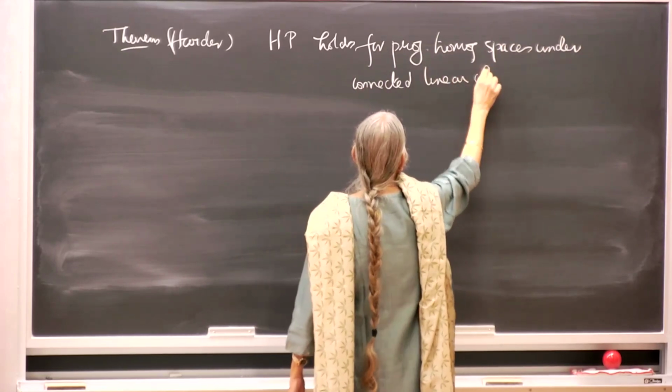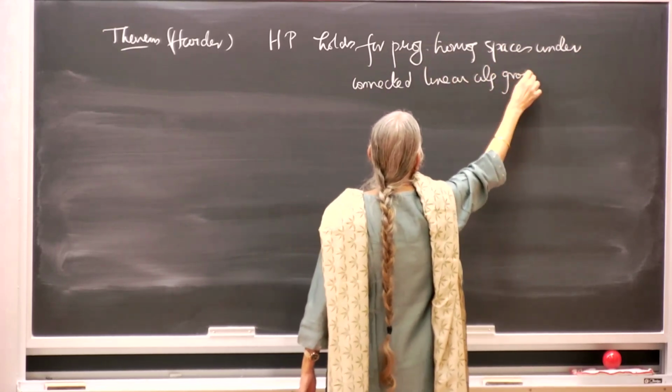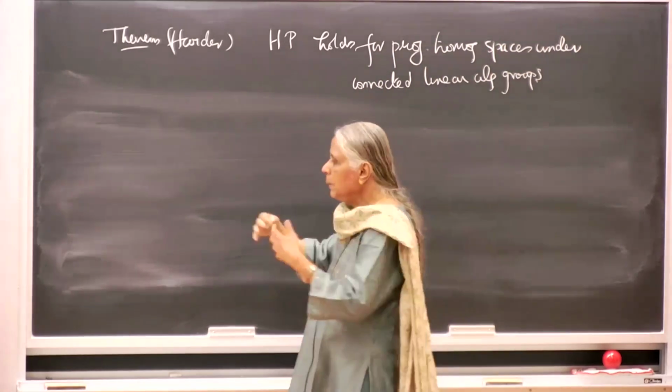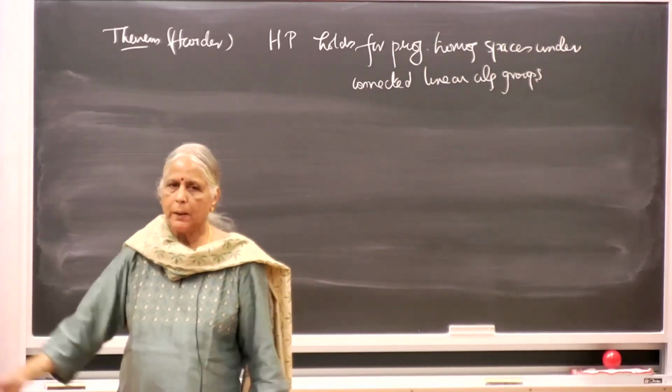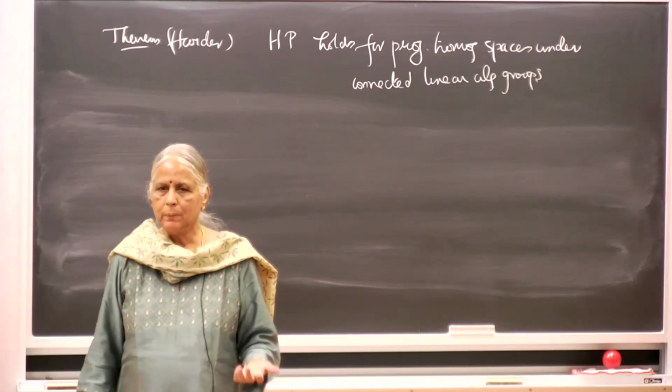Linear algebraic groups. So this gives a complete class of varieties which satisfy the Hasse principle, of which the quadrics are one particular example.